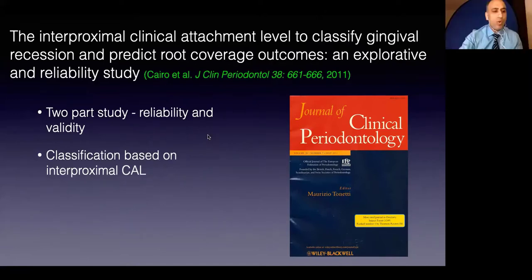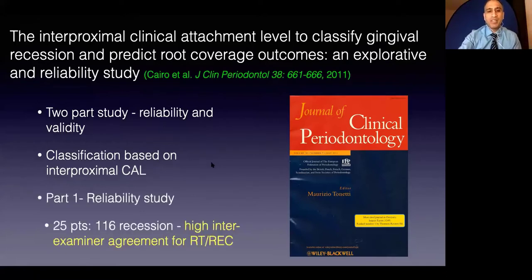And let's see how much inter-examiner agreement there is. This classification was based primarily on interproximal clinical attachment levels. And what they found in the reliability study was really high inter-examiner agreement, and so this was a reliable classification system. Now, could this classification system be prognostic or predictive of root coverage outcomes?